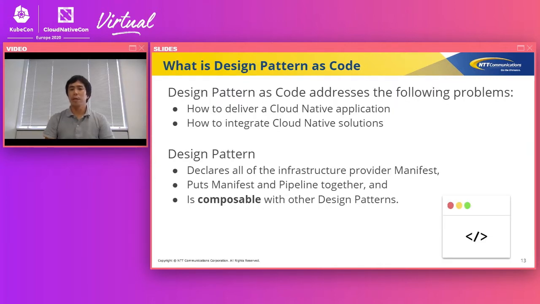So what is design pattern as code? Design pattern as code addresses questions about cloud-native architecture, how to deliver a cloud-native application, and how to integrate cloud-native solutions. A design pattern declares all of the infrastructure provider manifest and pipeline. It is a small portion of manifest and pipeline, which is composable with other design patterns.